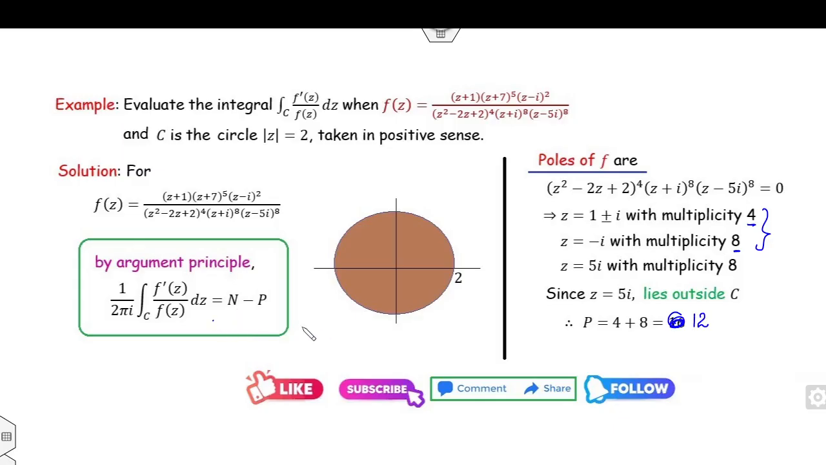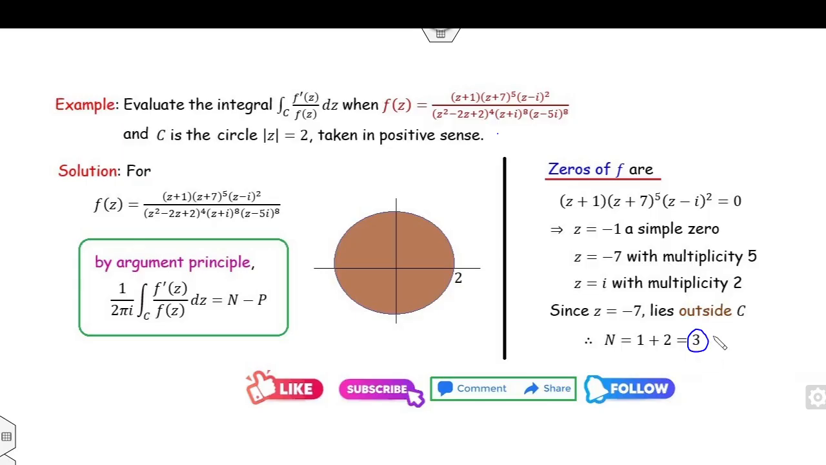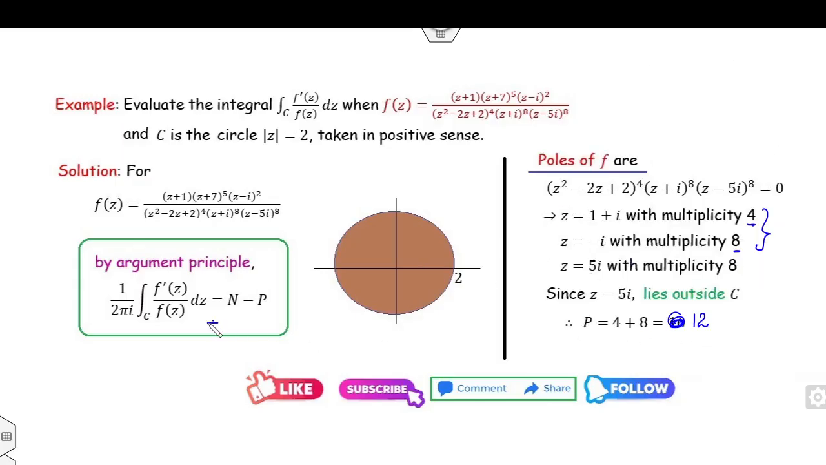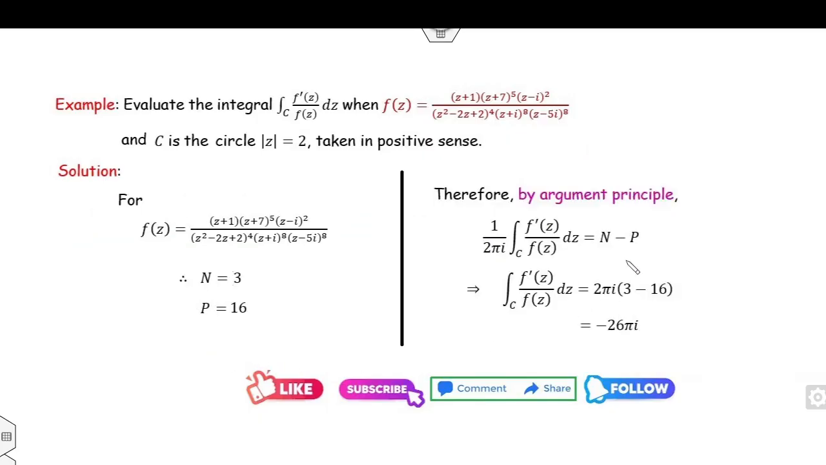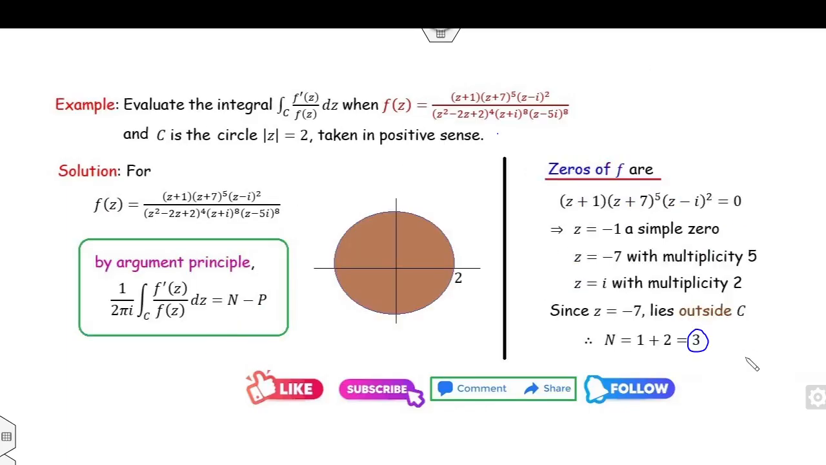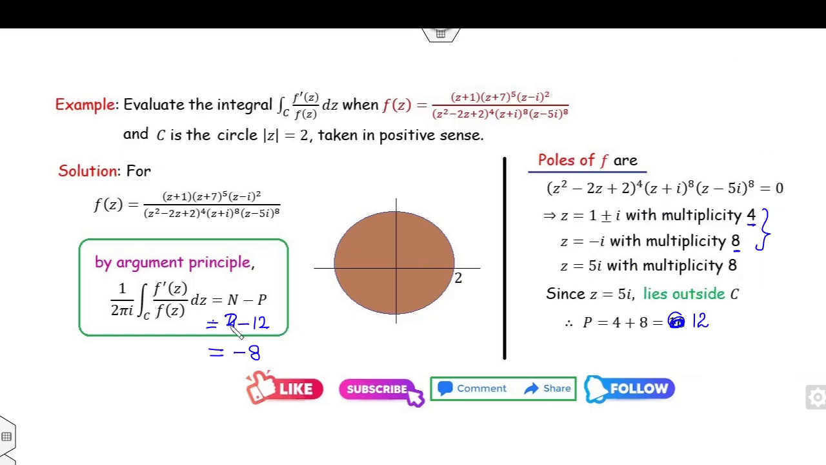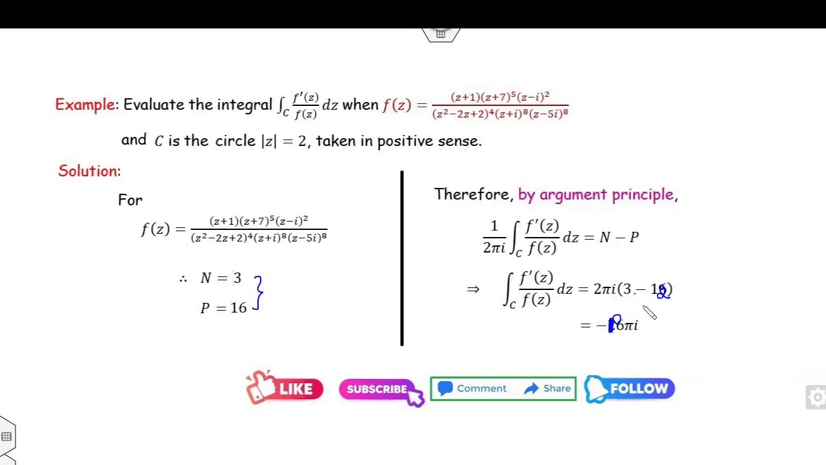So the value of N we have obtained is 3. The value of P is 12. So this is 3 minus 12, that is minus 9. Sorry, minus 9 times 2 is 18. So whenever N is 3, you can see 3 minus 12 is minus 9, and minus 9 into 2 is minus 18. Minus 18 pi iota is the right answer.